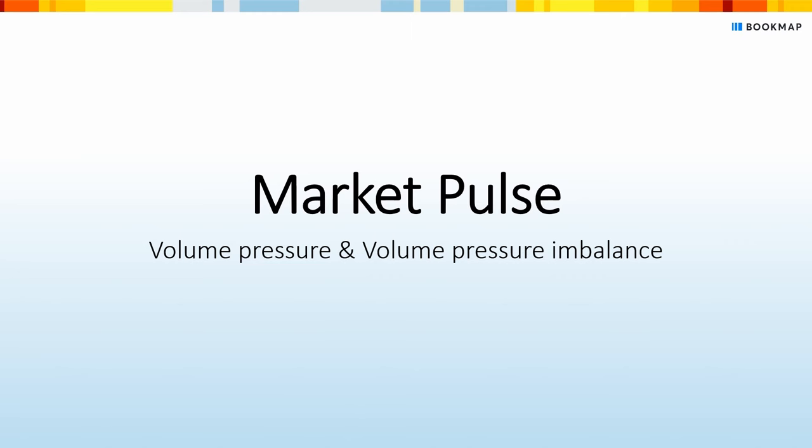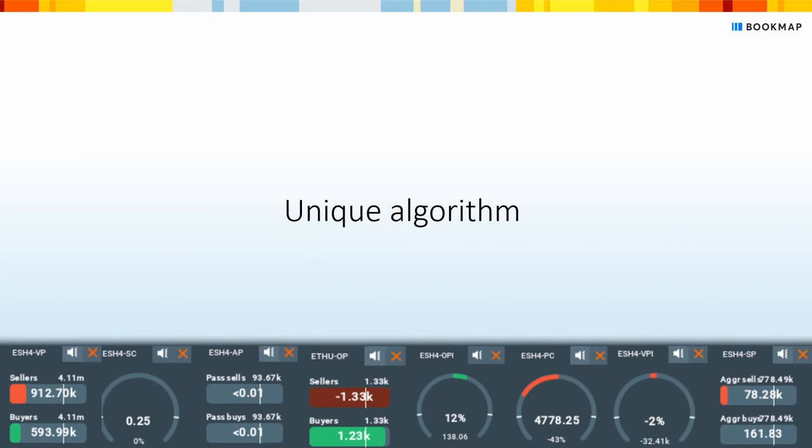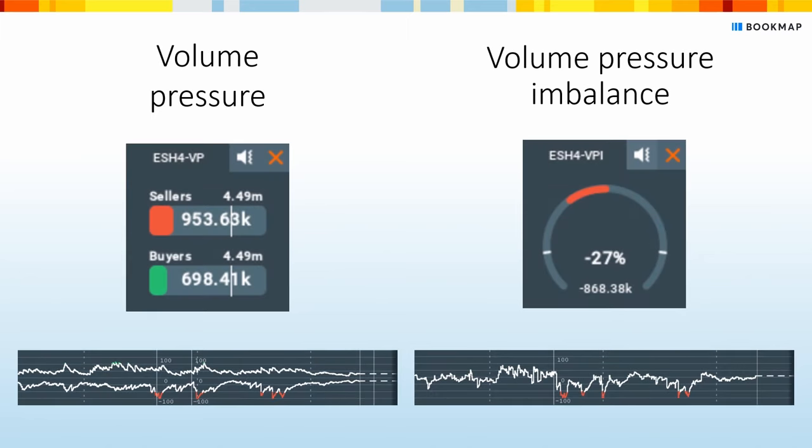Market Pulse consists of multiple widgets. Each widget contains a unique algorithm and displays events that are generated by different sources. In this video, we're going to talk about the volume pressure and volume pressure imbalance algos. They allow you to see and hear the buying and selling pressure of market transactions by aggressors.